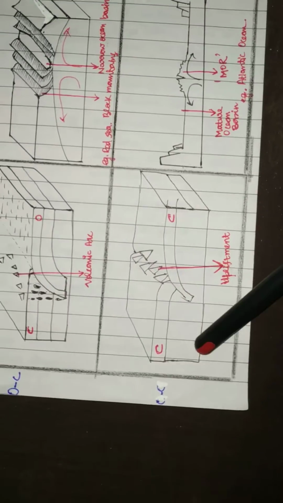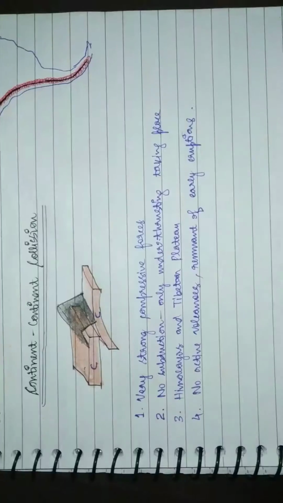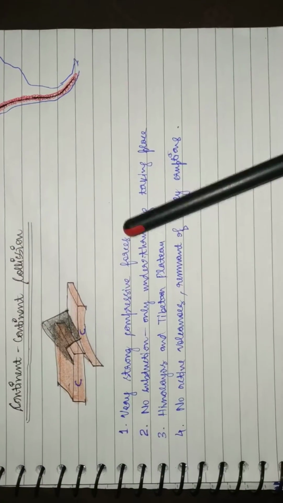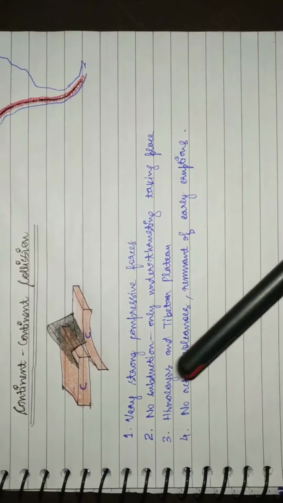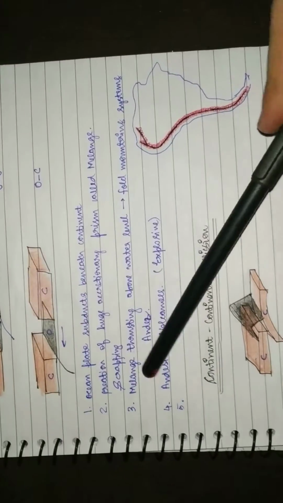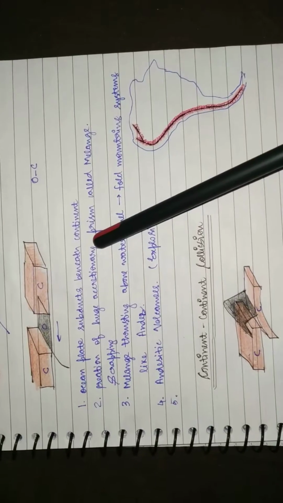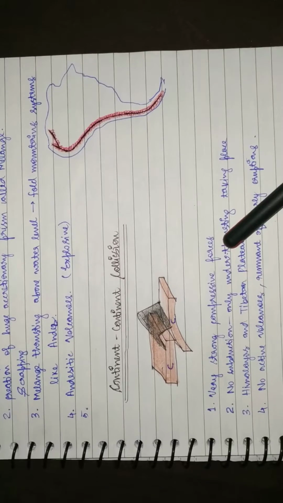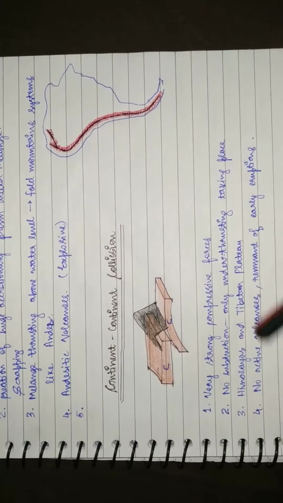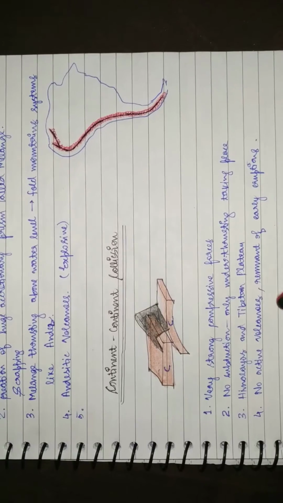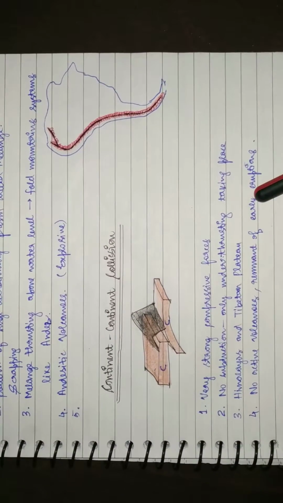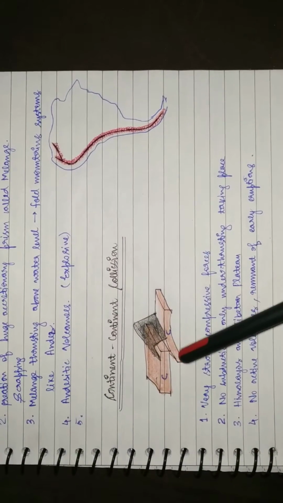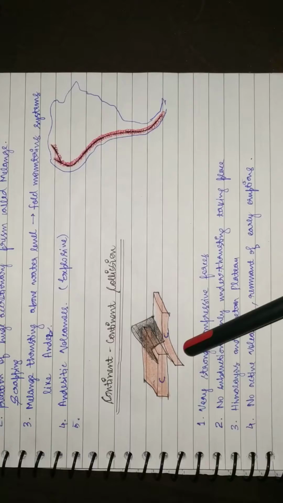Next, we collide two continental plates. Very strong compressive force leads to the formation of huge mountain chains which are very high, for example the Himalayas and the adjoining Tibetan plateau. It is associated with no volcanoes, but there may be a remnant of early eruptions, right? The important thing is there is no subduction, it's only underthrusting taking place here.